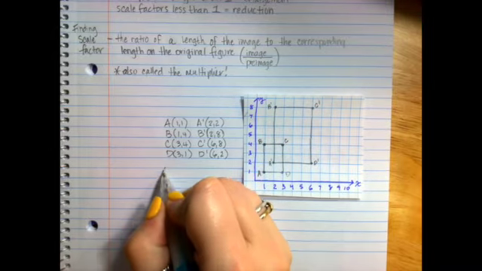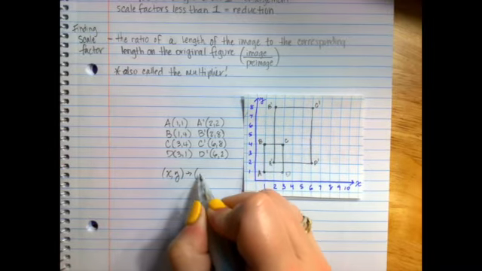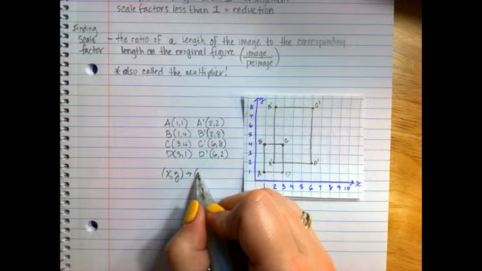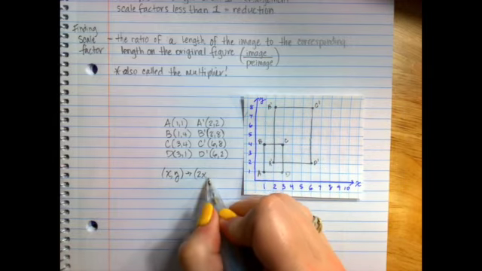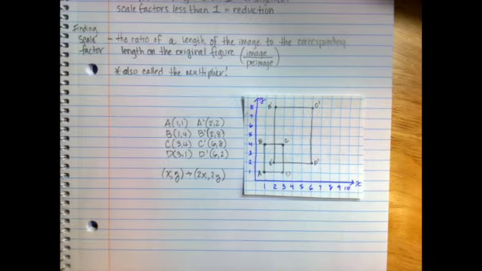Well, our rule for this one and our multiplier, our ratio, would be 2. I'm taking 2 times the x and 2 times the y. All right, I hope this helps.